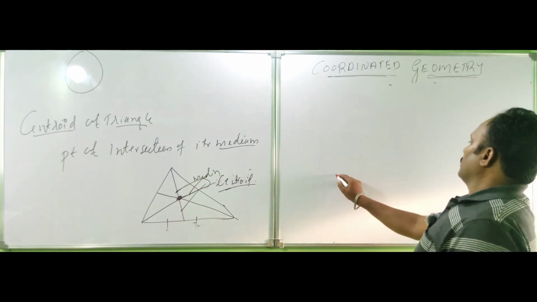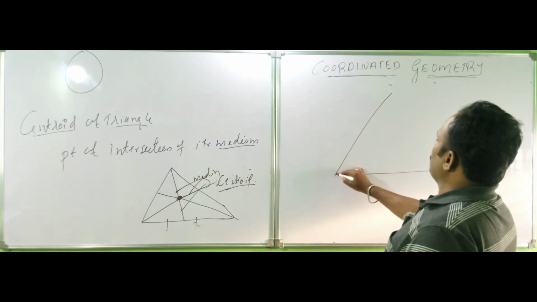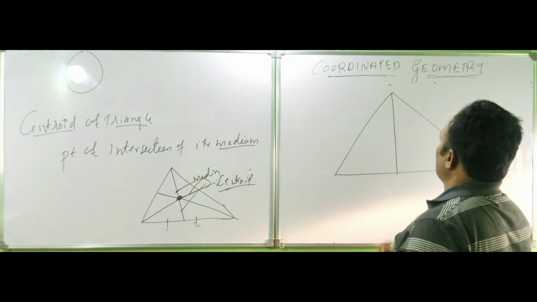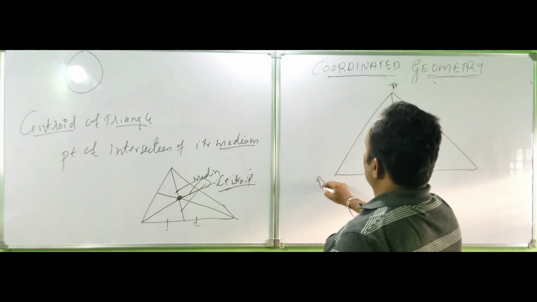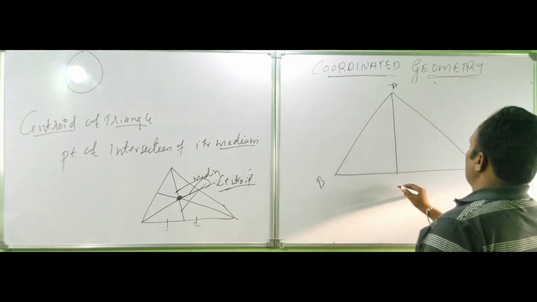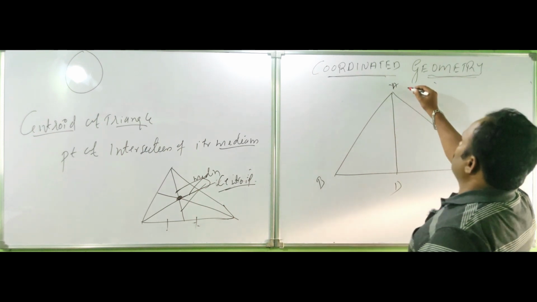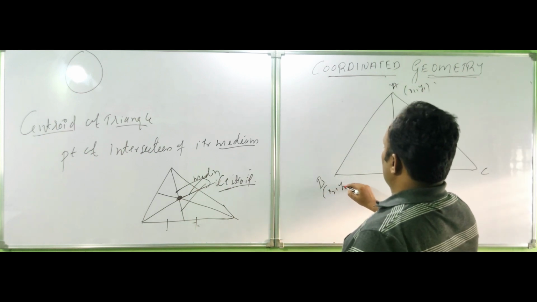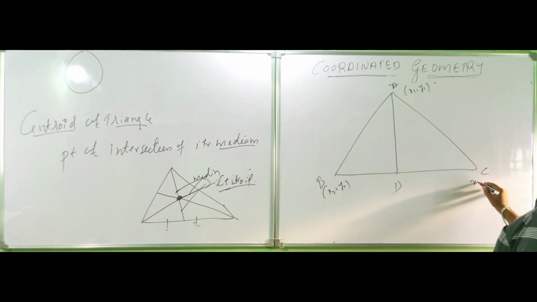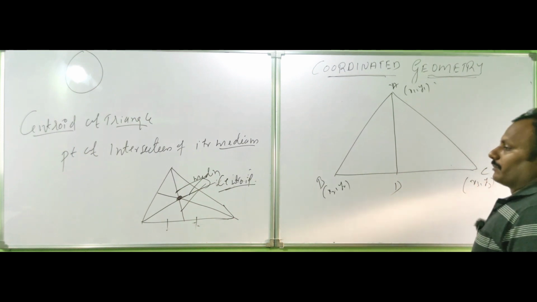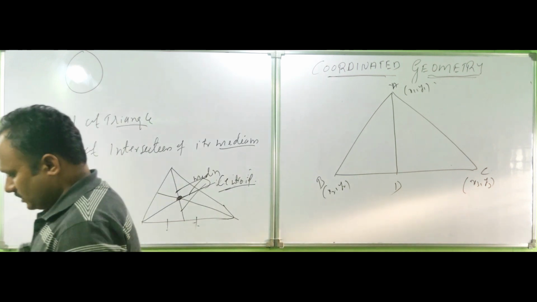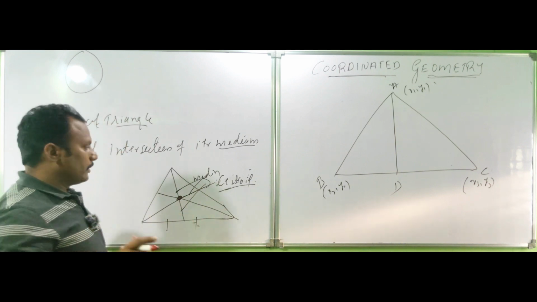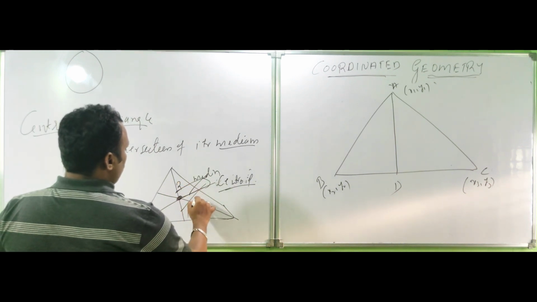Here, how will we find the centroid of a triangle? This is A, this is B, this is C, and this is the midpoint. This is x1, y1, this is x2, y2, this is x3, y3. From the midpoint formula, again the median divides the line segment into a 2:1 ratio. This is the important 2:1 ratio.